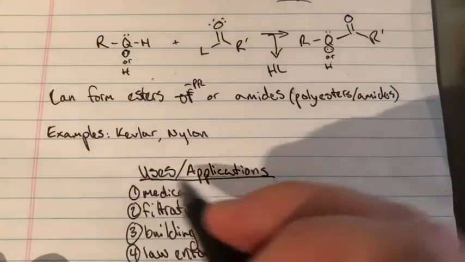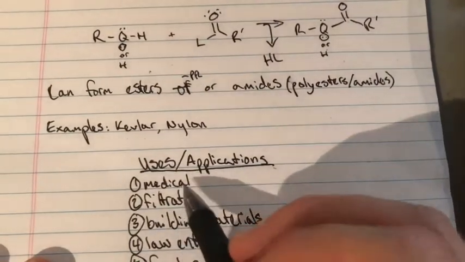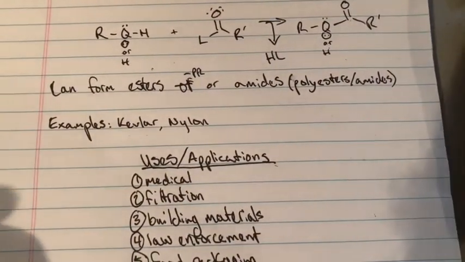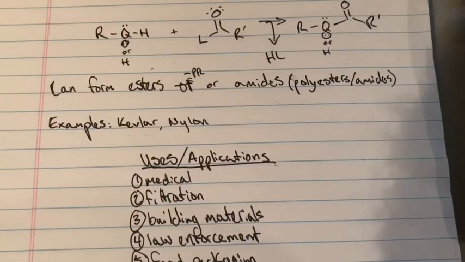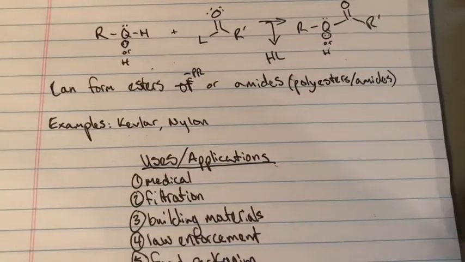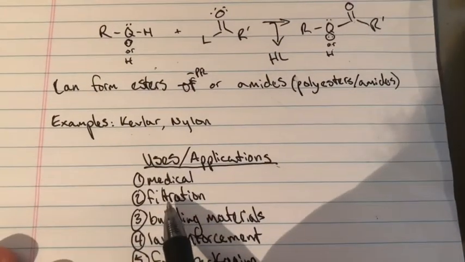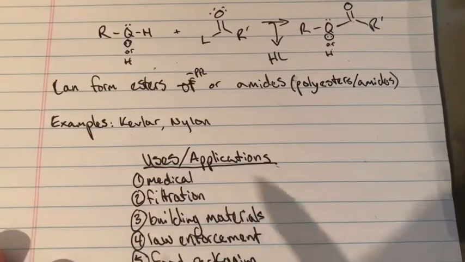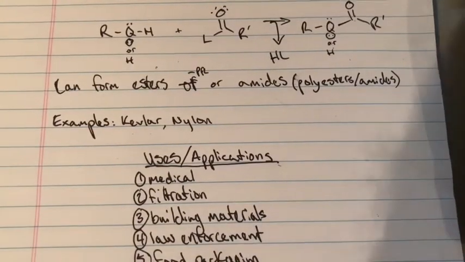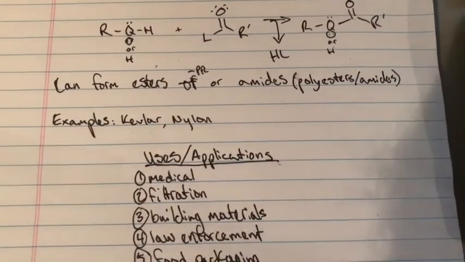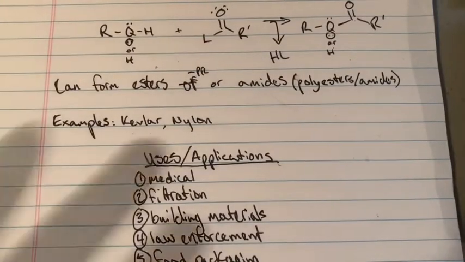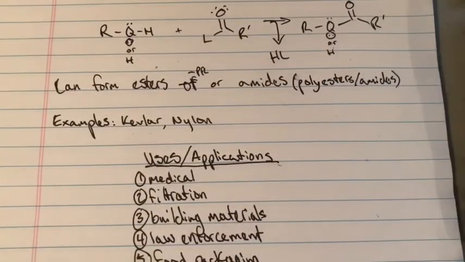Okay, so now some general uses and applications. Of course, medical. Right now with the pandemic, you can think of polypropylene being used to create an N95 mask, right? So it's going to be proper PPE that you would need that some of us just don't have. And then filtration. If you use acrylonitrile and make a polymer out of that, you can use that for filtering water.